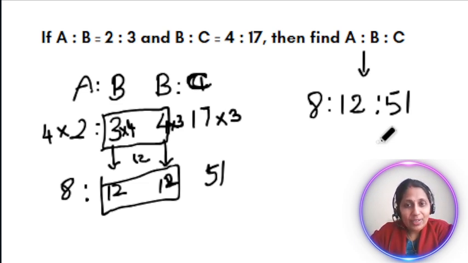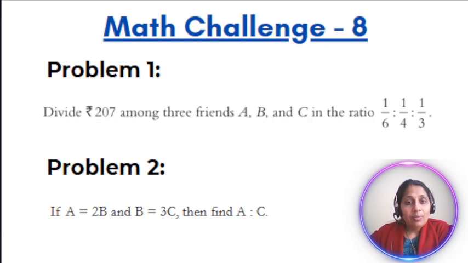Okay. So let's go to our actual challenge, which is challenge number 8. Problem number 1 is, divide 207 rupees among 3 friends A, B, C in the ratio 1 by 6, 1 by 4 and 1 by 3. Note that the ratio is now in fractions. So first try to get it in the normal form and then the problem becomes easy for you.